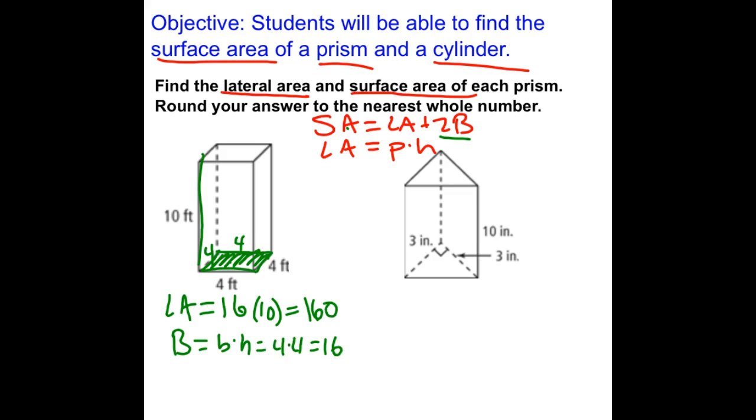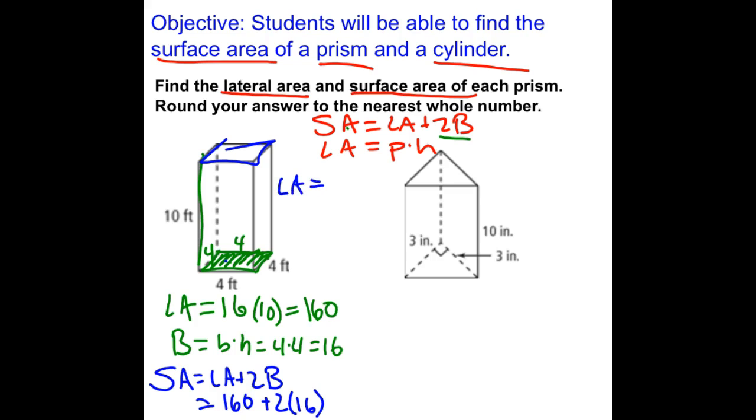The biggest mistake I see now is kids go 160 plus 16 and say they're done. The reason that is wrong is because there are two bases, a bottom base and a top base. So what we add together for the surface area is the lateral area and two bases together. I'm going to take the lateral area of 160 plus 2 of the bases, and each base is 16.